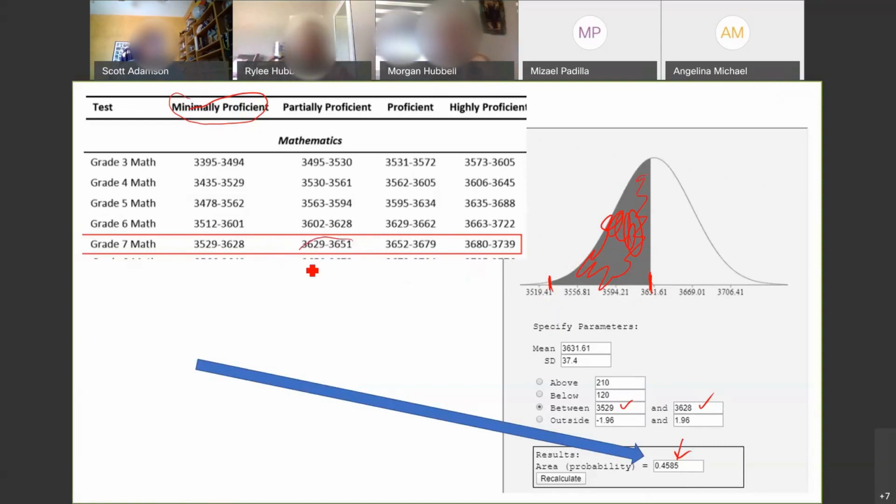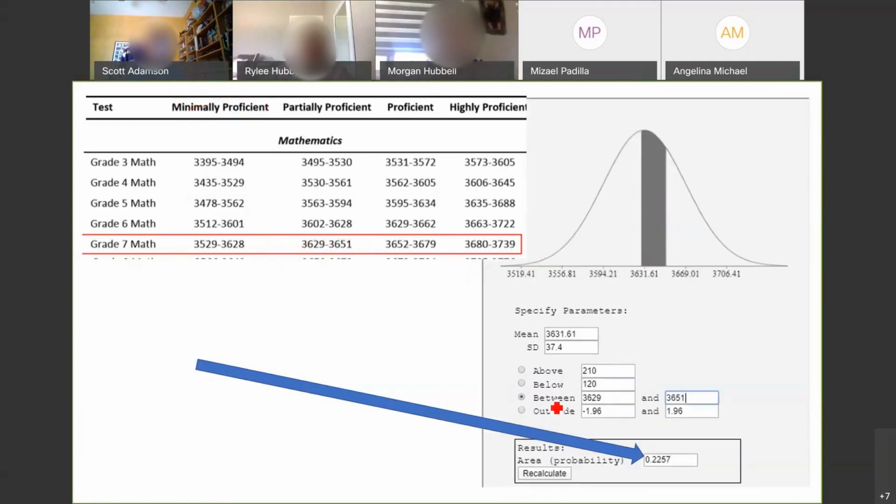And you'll do the same thing for partially proficient, 36.29 to 36.51. Same kind of deal. Come in here and put, hey, how many people were between 36.29 and 36.51? And the graph will update. So there's 36.29, there's 36.51, and notice it's a lot fewer people were in there. In fact, it's about 23%.